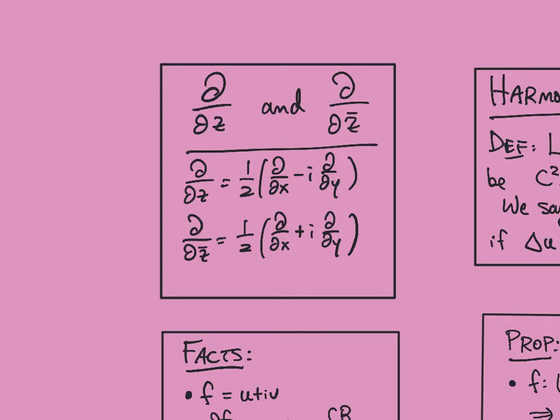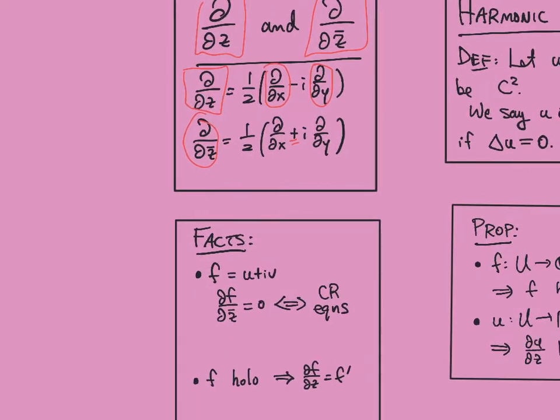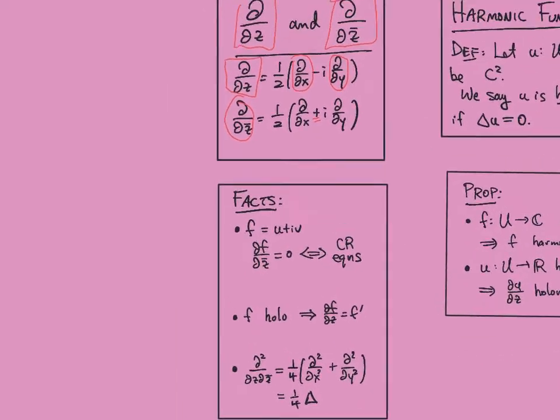Before we talk about harmonic functions, it's helpful to review the d/dz and d/dz bar operations. These were introduced in a homework. d/dz is given by 1/2 times the partial with respect to x minus i times the partial with respect to y. And d/dz bar is the same thing except with a sign difference. This is an efficient way to write the Cauchy-Riemann equations and the complex derivative.